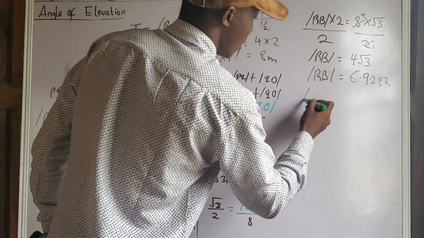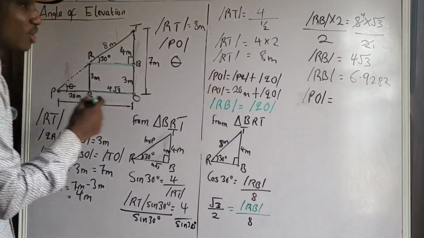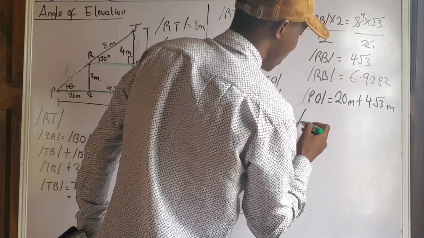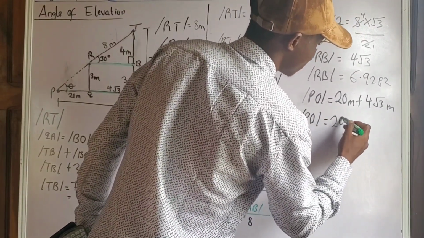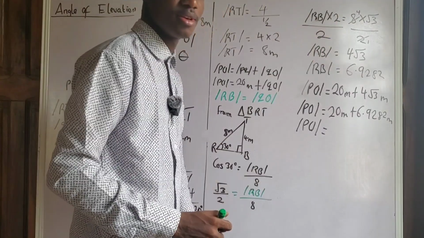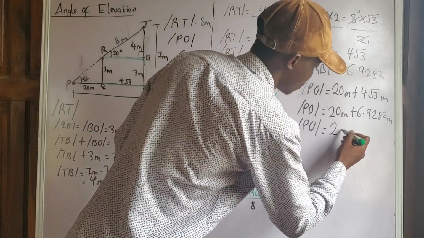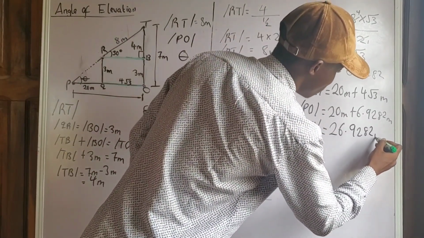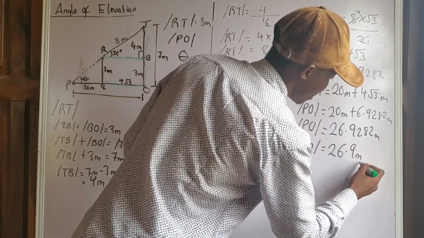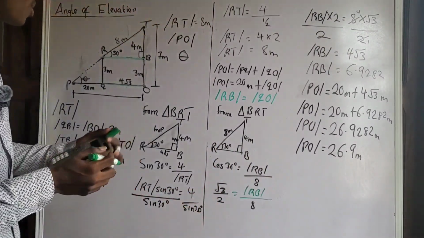So line PO will be equal to the sum of PQ and QO. PQ is what? 20. So I'm going to have 20 meter plus 4 root 3 meter. So line PO will be equal to 20 meter plus 6.9282 meter, that is 26.9282 meter. So line PO will be equal to 26.9 meter to 3 significant figures. Do you understand? Okay, so we are done with this one.